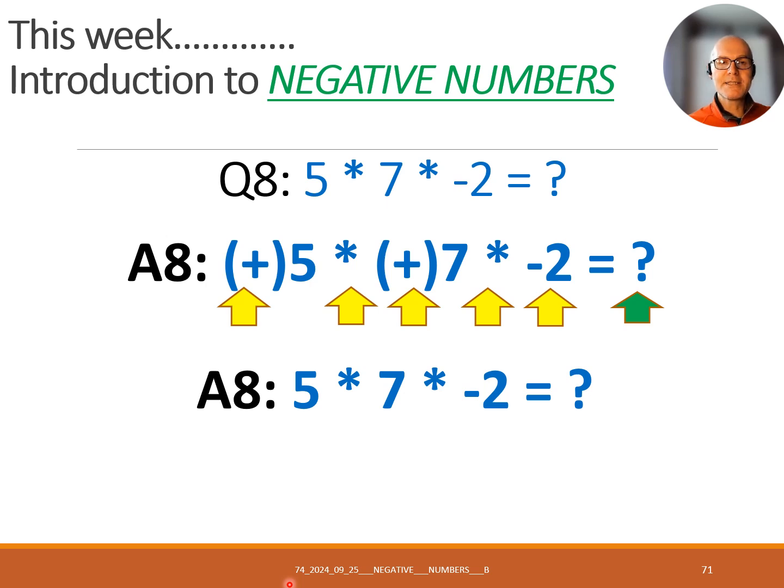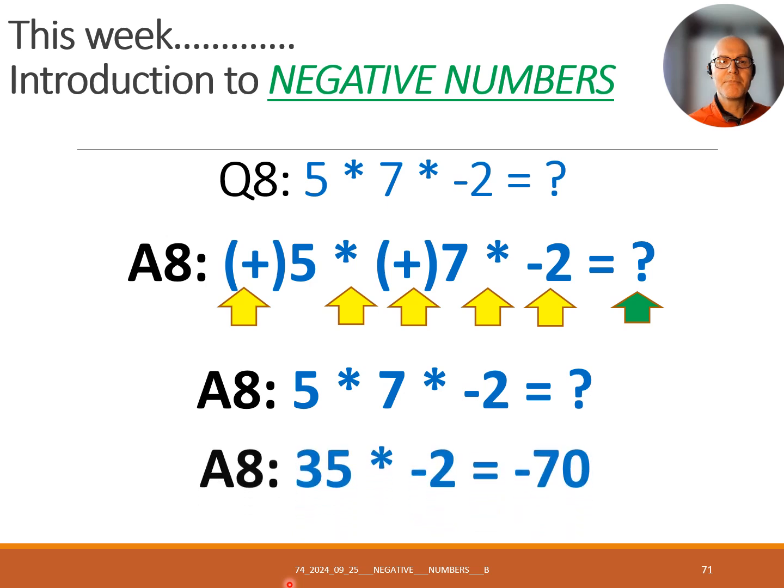We're going to do it BODMAS, so positive 5 times positive 7 is positive 35. So we've got positive times a negative, it's going to be a negative answer. Positive 35 times negative 2 equals negative 70.